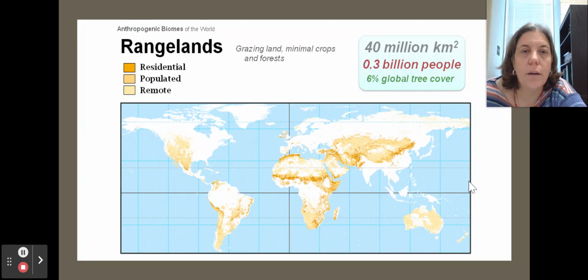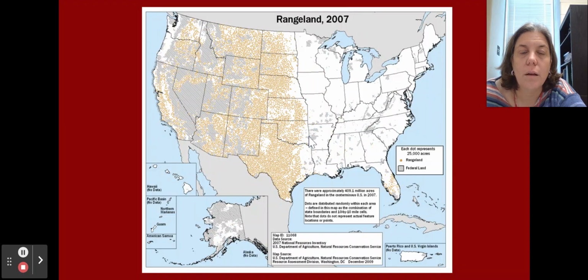Okay. Here's a picture of the earth and all the rangelands that exist on the earth. So you can see that in North Carolina, we really don't have that going on. But in the west of the United States, there's a tremendous amount of rangeland, either remote, residential, or populated. And you can see all over Asia, in the Middle East and Africa and South America and Australia, lots of grazing land. Here's a great picture of rangeland in the United States. And what you've got to realize is each dot on this map represents 25,000 acres. That is a tremendous amount of rangeland.